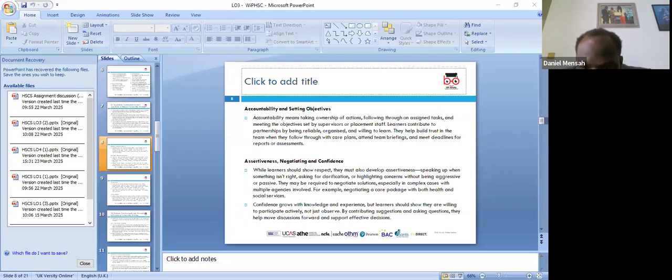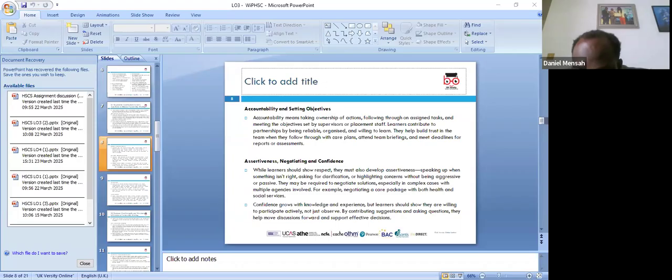They may be required to negotiate solutions, especially in complex cases with multiple agencies involved. For example, negotiating a care package with both health and social care services. Confidence grows with knowledge and experience.